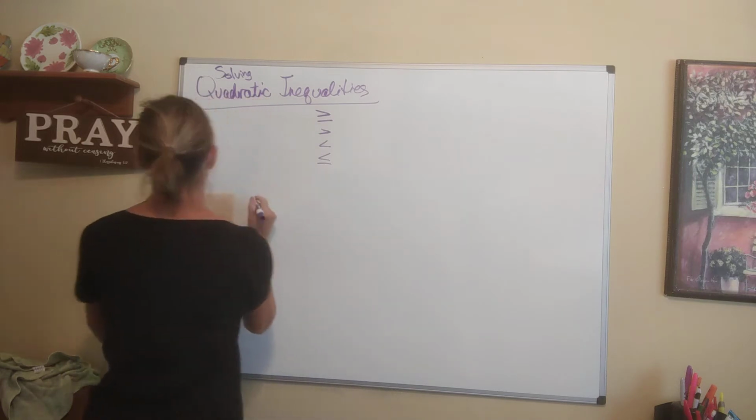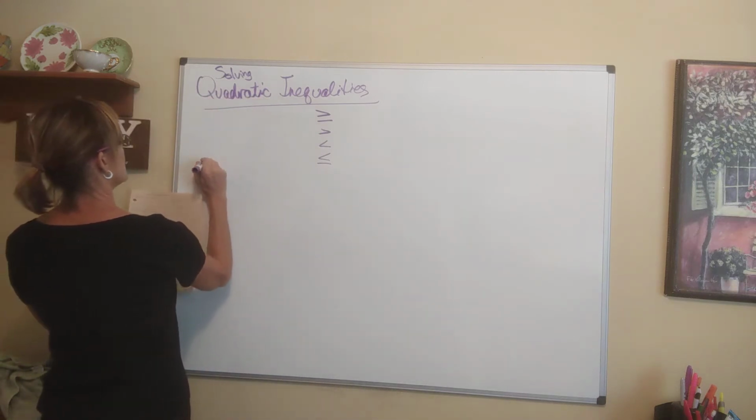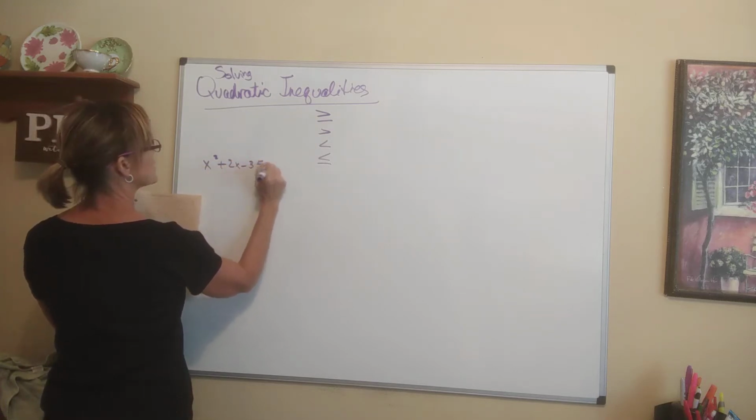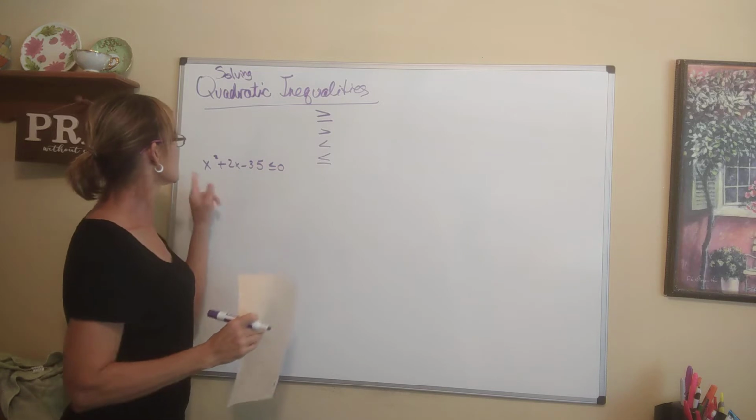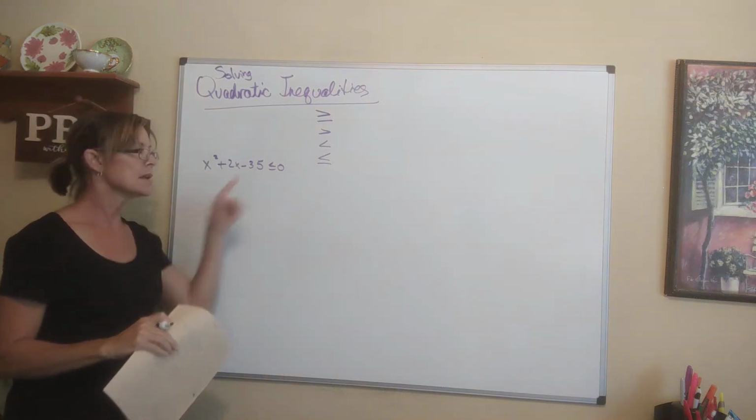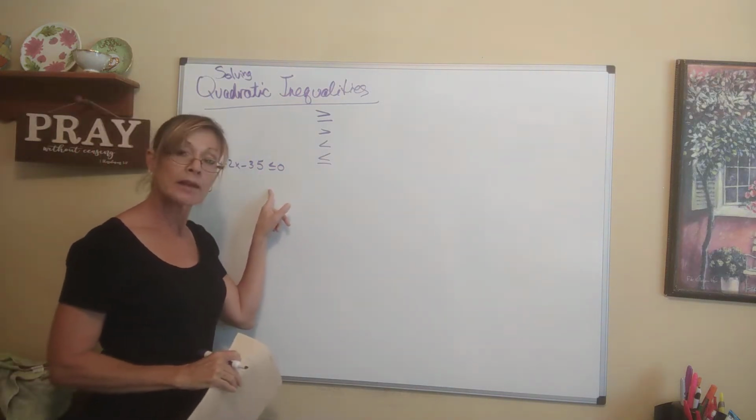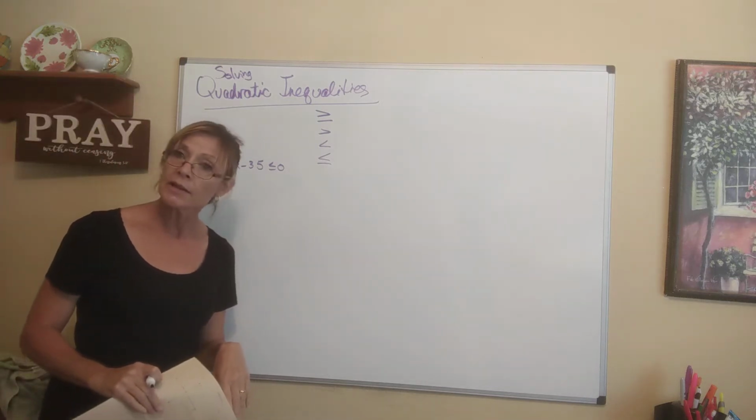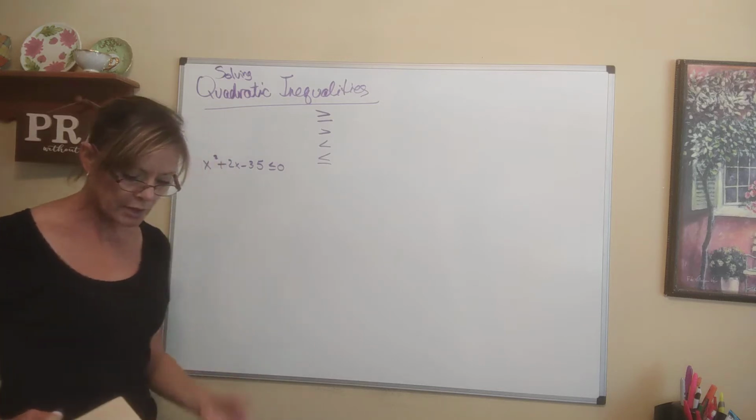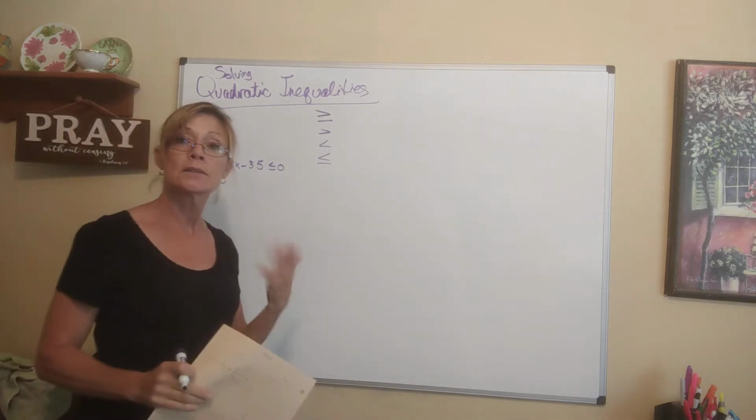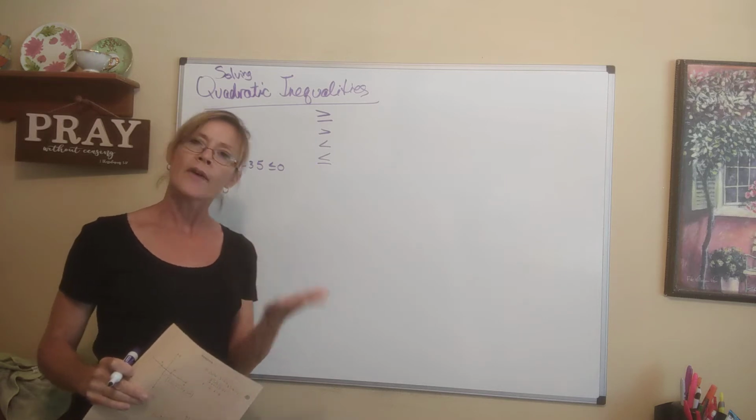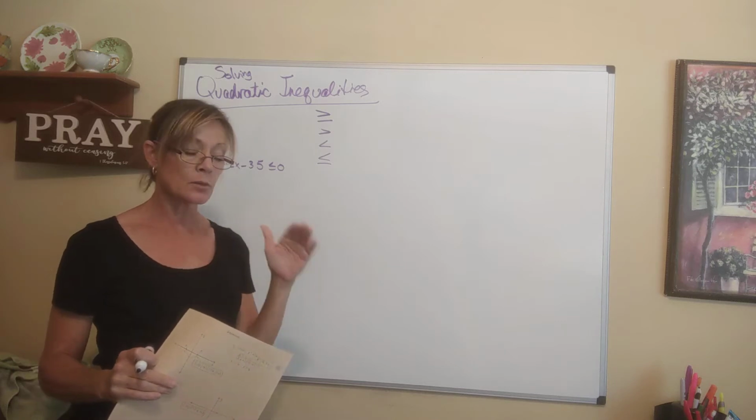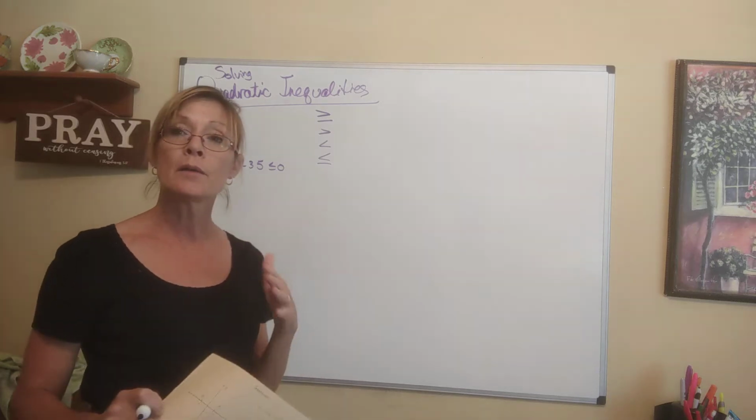If we have something like x squared plus 2x minus 35 is less than or equal to 0, this is a quadratic because it's x squared. It's an inequality because it has this less than or equal to sign. In order to solve this, I'm going to solve this graphically, and we're going to build on what we've been learning, which is how to solve quadratic equations: by factoring, by taking the square root, by completing the square, and by the quadratic formula.